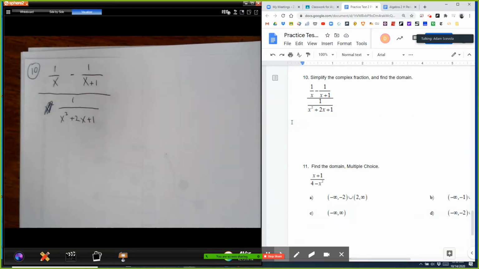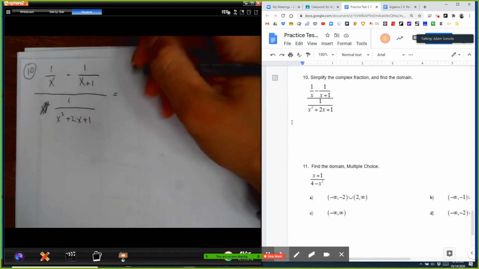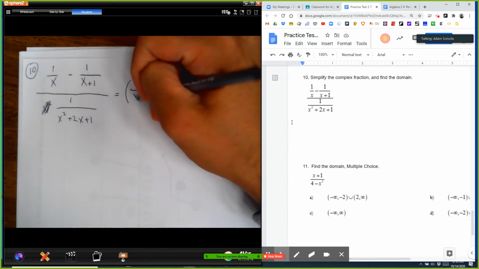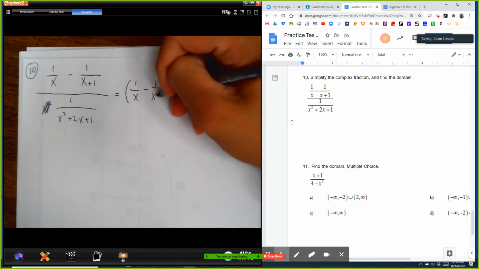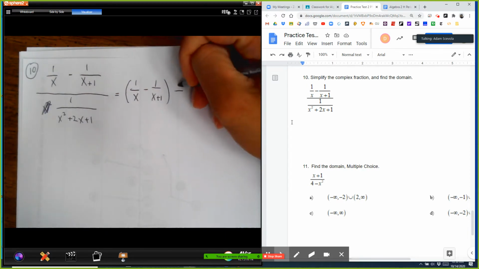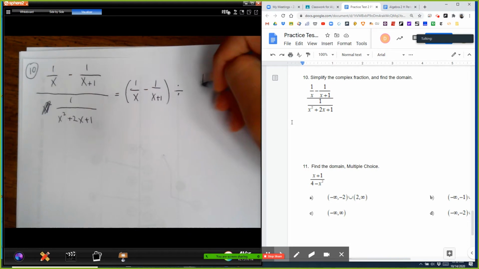Right, so here's number 10 on the practice test. We have to simplify a complex fraction and find the domain. One thing that helps me with complex fractions is to write it with a division symbol. So this is the same thing as 1 over x minus 1 over x plus 1, divided by 1 over x squared plus 2x plus 1.